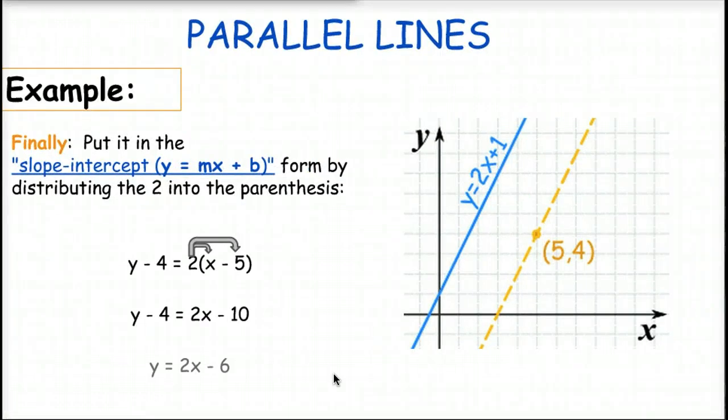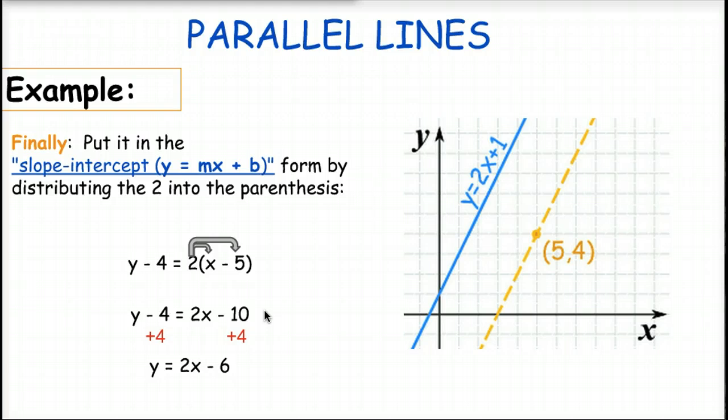All right, let's put it all together. Let's put it in slope-intercept form so that it looks like the other equation and it's easy to follow. So in order to do that, you have to remember the distributive property. We have our 2 outside here, and we need to distribute it into the parentheses in order to dissolve the parentheses. So we do 2 times x and 2 times negative 5. So that gives us 2x minus 10.